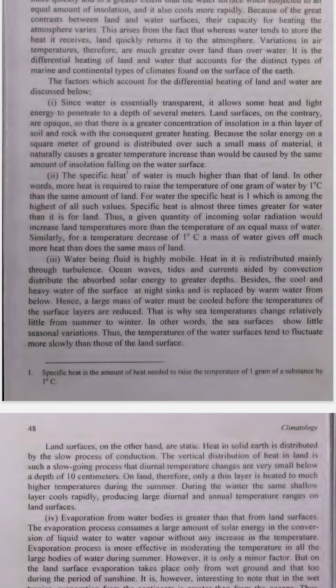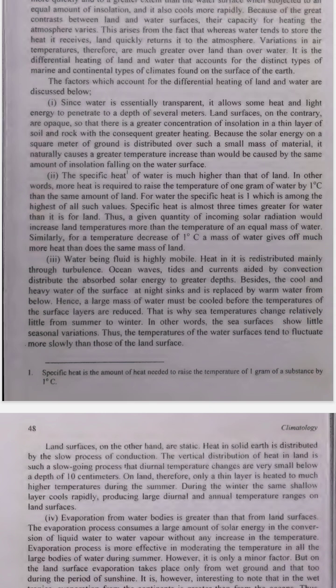How these differences affect climate. Because land and water heat differently, this leads to different climates in different areas. Continental climates. Areas far from the sea, like the middle of a large continent, experience more extreme temperatures, hot summers and cold winters. This is because land heats up and cools down quickly.